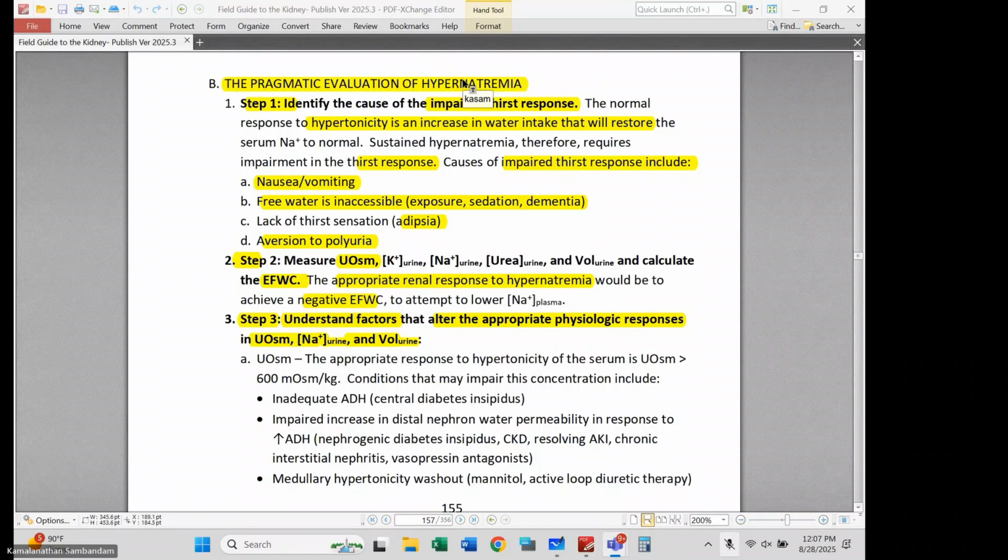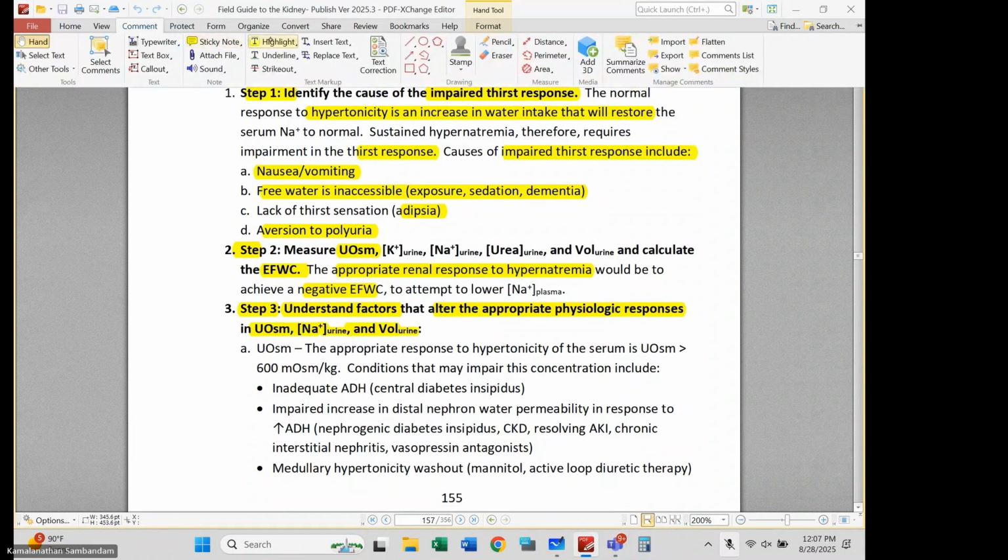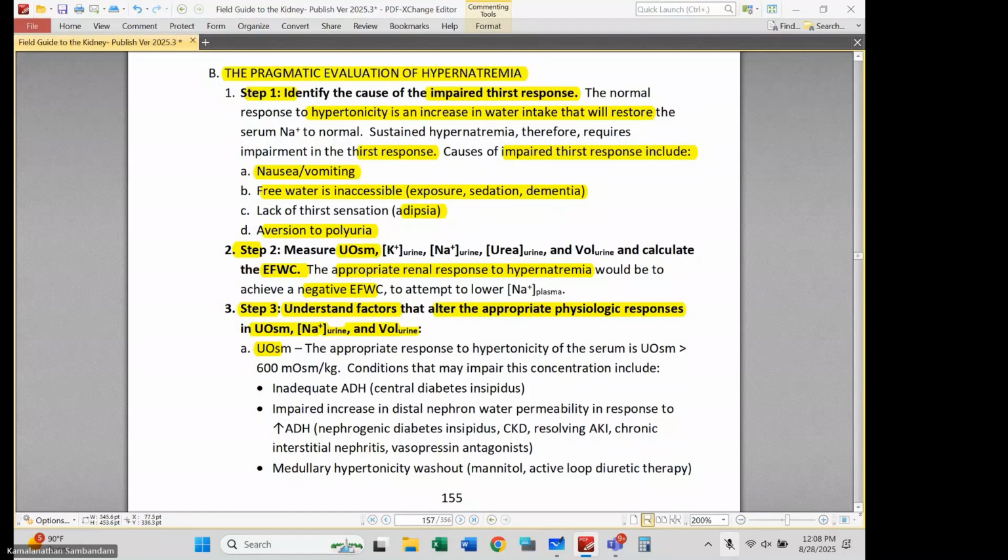So after you get these important indices of water handling, you have to understand the factors that may alter the normal physiologic response to hypertonicity, if this is a case of hypernatremia. So let's then discuss those in some more detail. Urine osmolality is the first one that we're going to talk about.